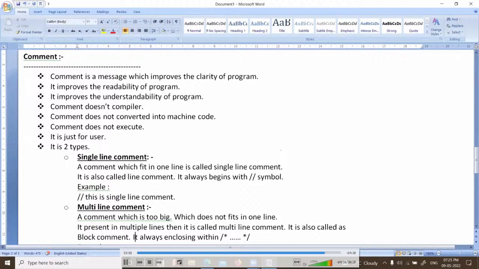From BCPL, they developed one more language that is known as B.